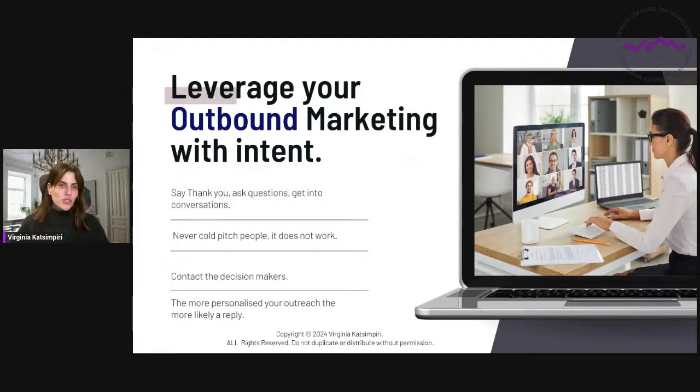Because it's really important to know how to contact those people and how you can leverage your outbound marketing. So now we're going to talk about outbound. It is the opposite of inbound. Inbound is when we attract our clients through our profile, the keywords that we have on our website or our LinkedIn profile. Outbound is when we, with intention, actually start contacting our clients, make ourselves visible, in a more targeted way. It is the most well-known direct outreach approach. Say thank you, ask questions, get into conversations.